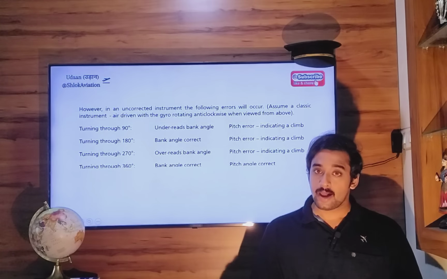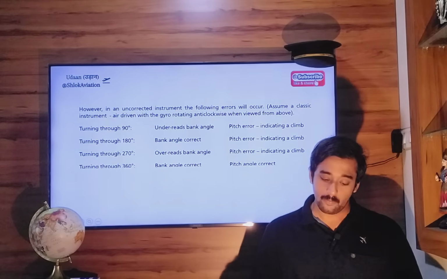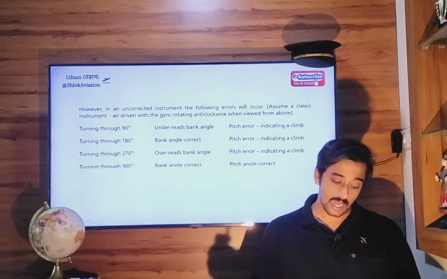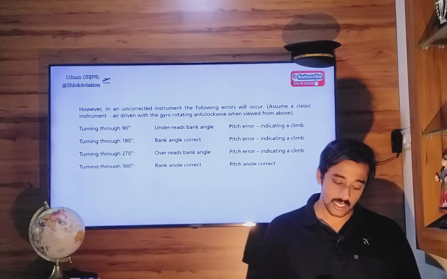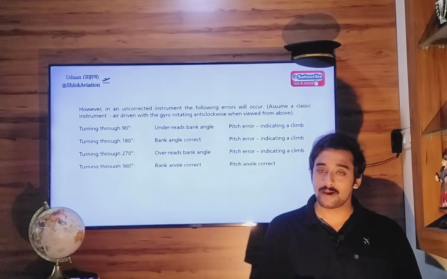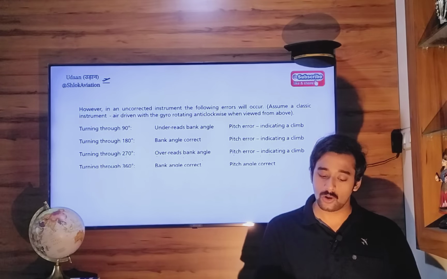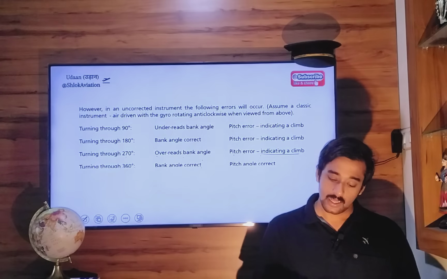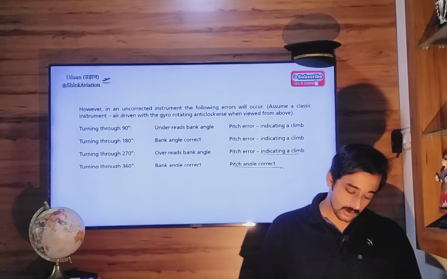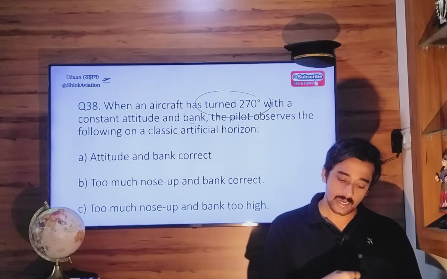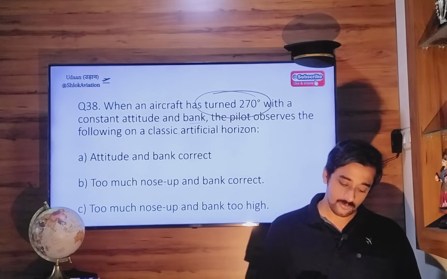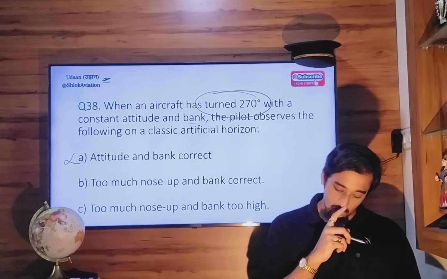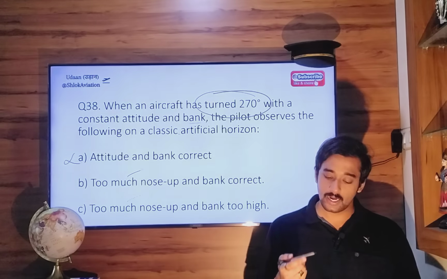Turning through 180 degrees, bank angle will be indicated correctly, but pitch error will persist. It will indicate a climbing pitch attitude. Next, turning through 270 degrees, overreading of bank angle and pitch error, it will show a false climb indication. A complete 360-degree turn, correct bank angle, correct pitch attitude. So you are making a 270-degree turn. What will you observe? You will observe pitch up attitude. So that A is wrong. This is right, and overreading of bank angle.